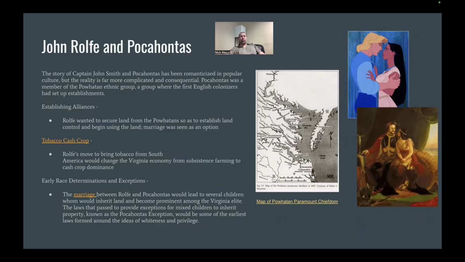But if you're using Disney as a way to understand history, don't do that, because it's completely inaccurate. But just so that you know, yes, Pocahontas was a real person, but no, she doesn't fall in love with John Smith. She falls in love with this other guy by the name of John Rolfe.